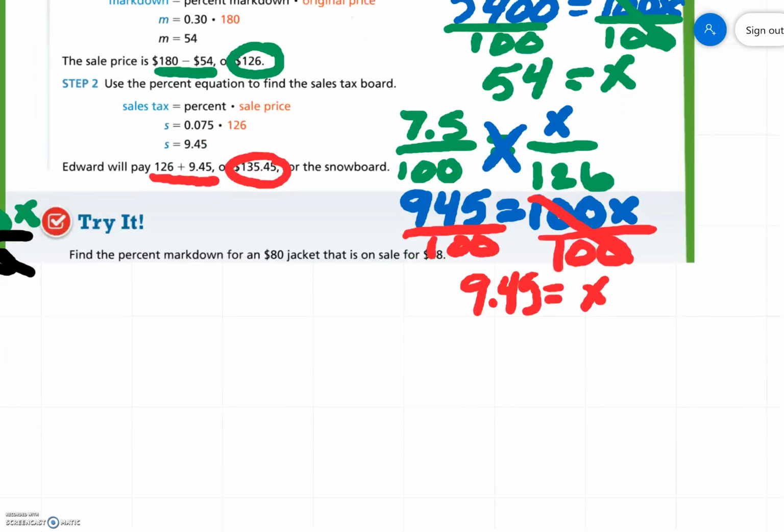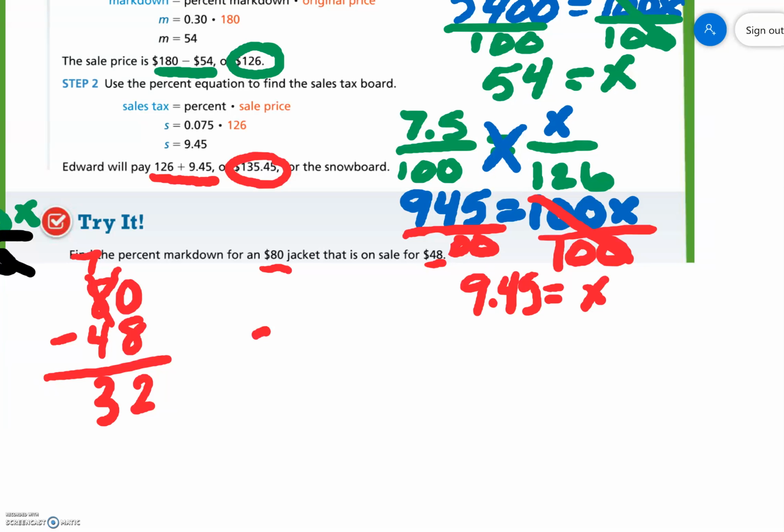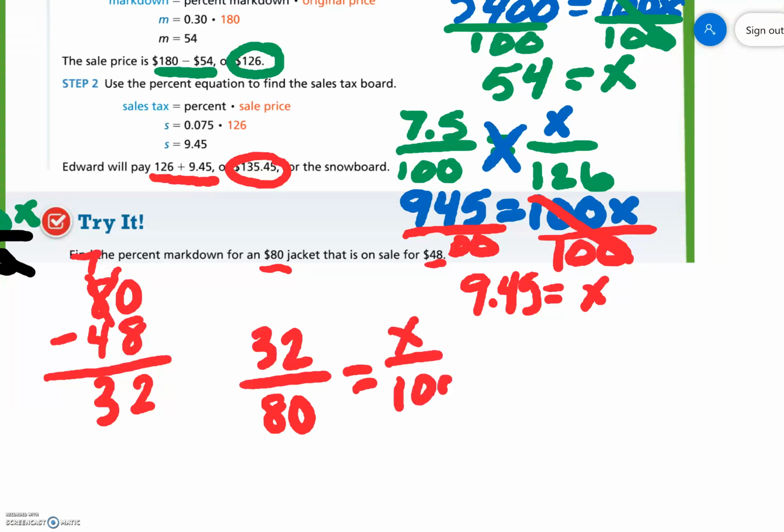All right, last, try it. Find the percent markdown for an $80 jacket that is on sale for $48. So we've got a jacket that was $80 and it went down to $48. So I have to find the difference. So I'm going to subtract, which is 32. So it was marked down by $32 from the original 80. I need to find out what percent that markdown is. Cross multiply.